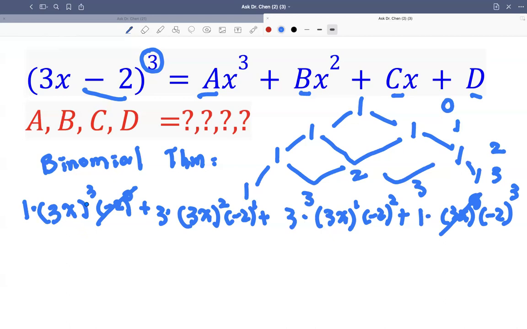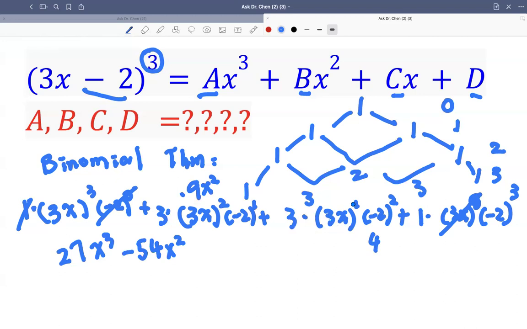So I have 1 times 3x raised to 3, or again, we can ignore the 1. 3 raised to 3 is 27, x raised to 3 is x cubed. Then the second term, we have -2 raised to 1, which is -2. Well, 3x squared is 9x squared. So for the number, we have 3 times 9 times -2, which is -54, then x squared.